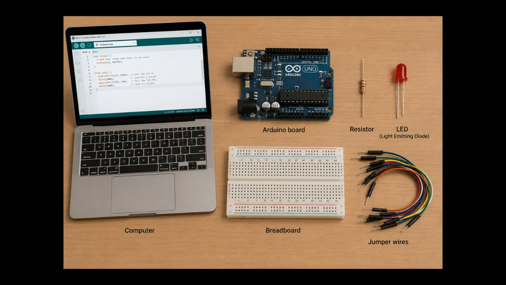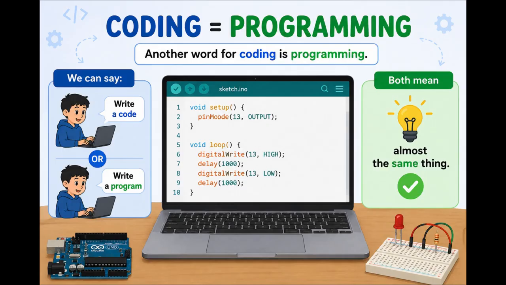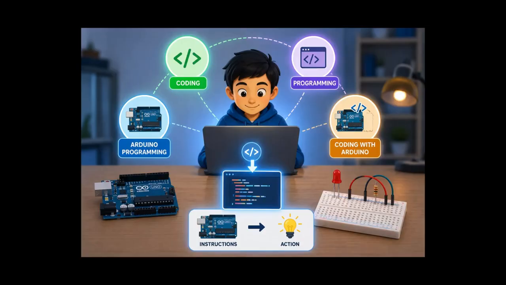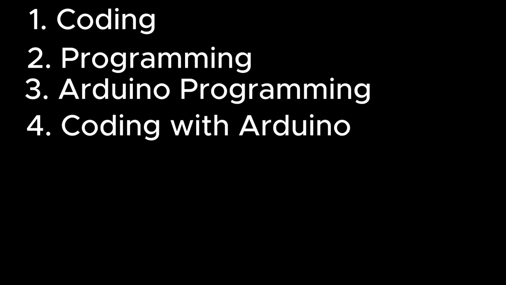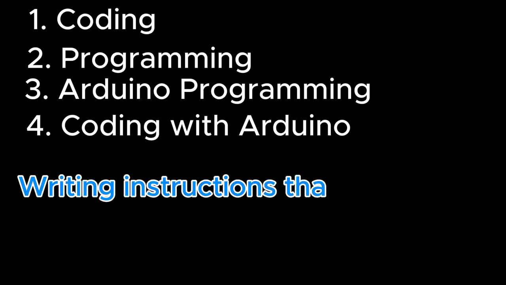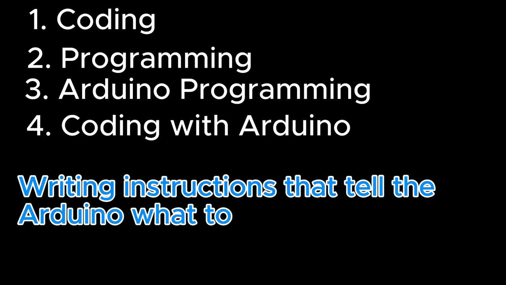Another word for coding is programming. So we can say write a code or write a program. Both mean almost the same thing. Because we are learning coding with Arduino, you may sometimes hear me use terms such as coding, programming, Arduino programming, or coding with Arduino. They all refer to the process of writing instructions that tell the Arduino what to do.